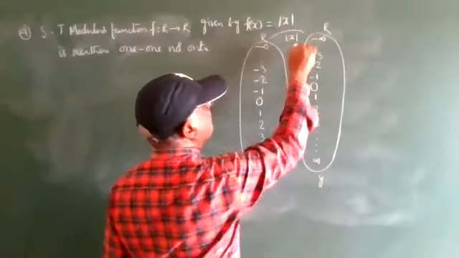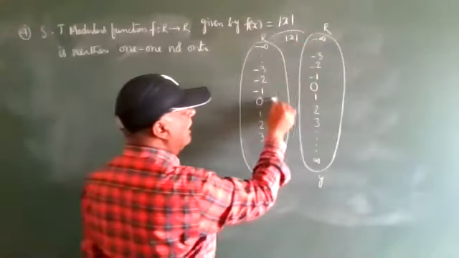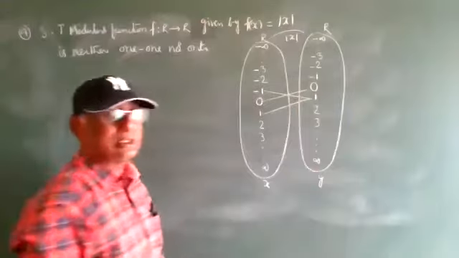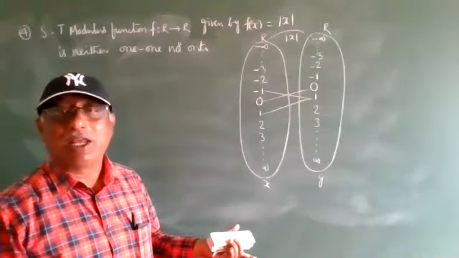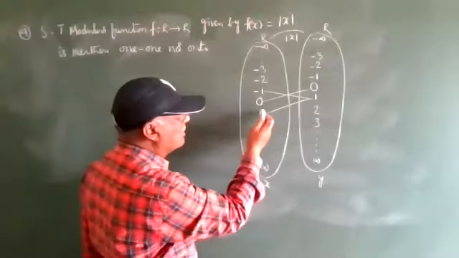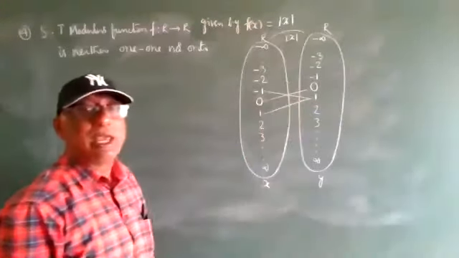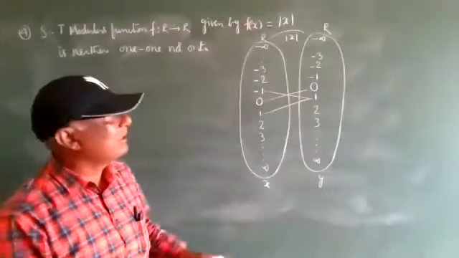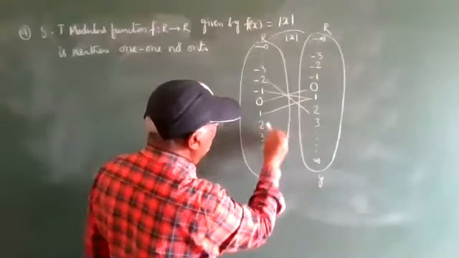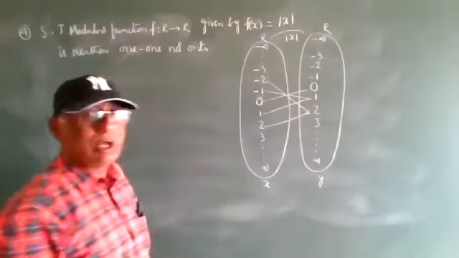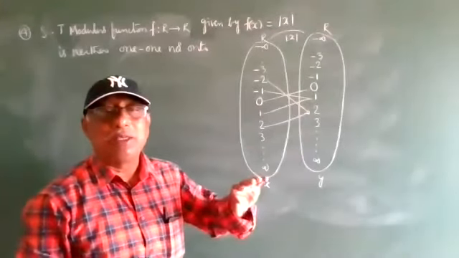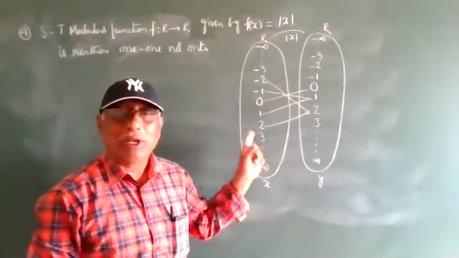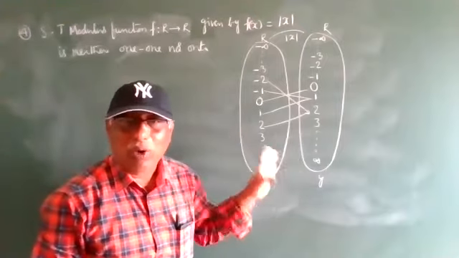What is the modulus of x? The modulus of 0 is 0, minus 1 modulus is plus 1, and plus 1 modulus is also plus 1. Immediately we understand it is not one-one. Two elements, 1 and minus 1, have the same image. So different elements do not have different images, therefore it is not a one-one function. Minus 2 gives 2, plus 2 gives 2. So images are repeated. Therefore, it is not one-one.